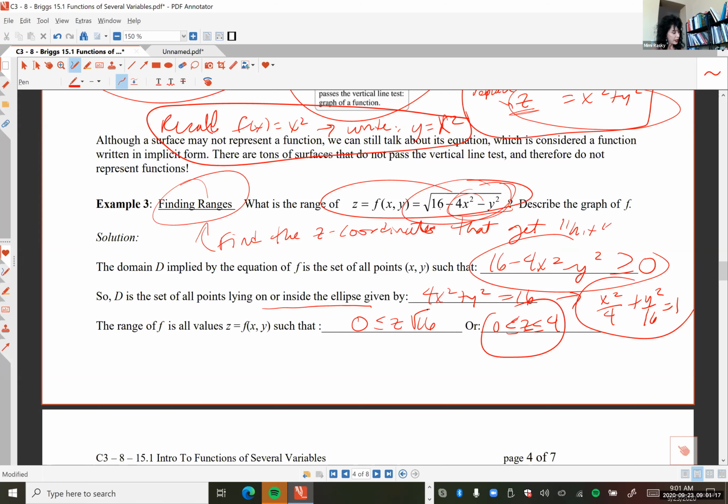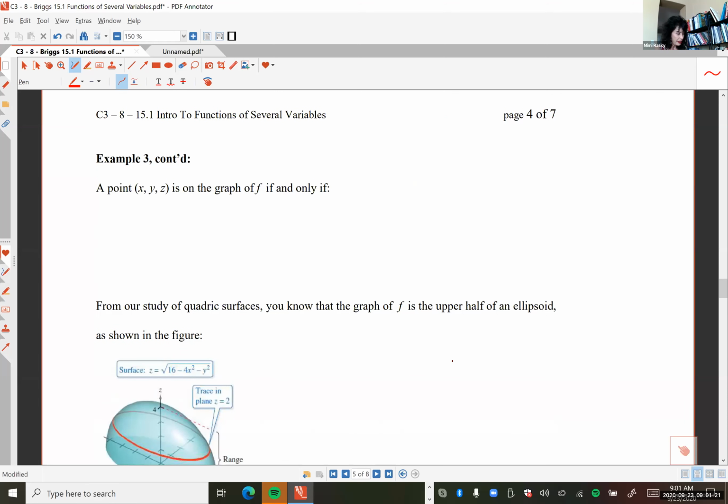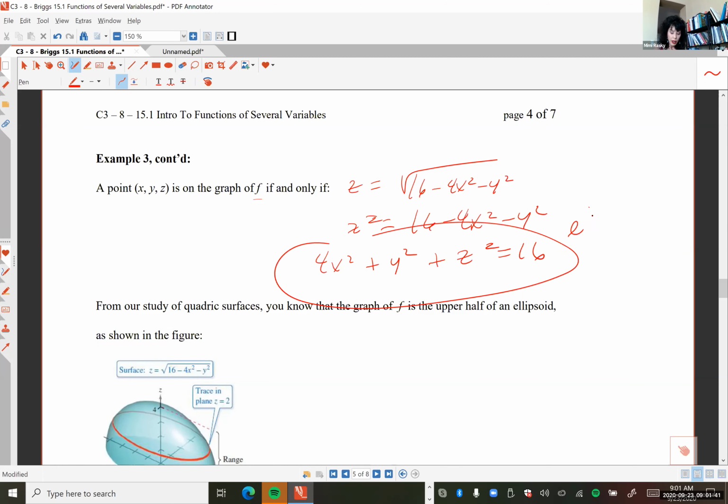So if you look at a picture of this graph, point xyz is on the graph if and only if z looks like this. If you're not clear about what this graph even looks like, you can square both sides to get you back to the quadric format. And then you'll notice that after adding the x squared and y squared terms to both sides, this is an ellipsoid. But it's not the full ellipsoid, because when they solved for z, they only took the positive portion.